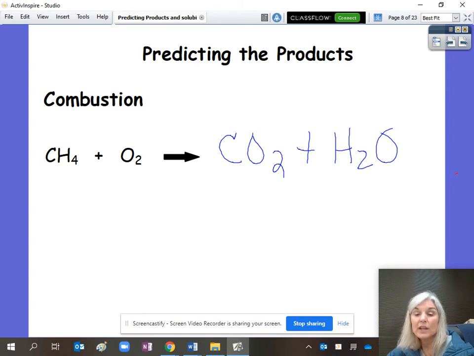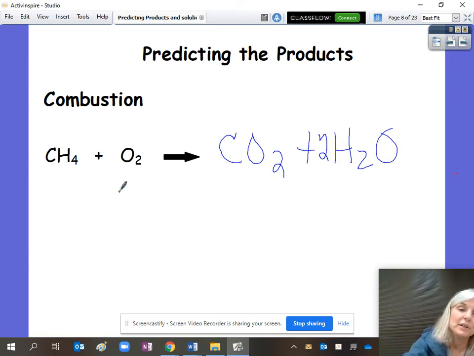So then your next step would be to balance this equation. So we have 4 hydrogens here, but only 2 here. So I'm going to put a 2 there to make 4 hydrogens. I have 2 oxygens here plus 2 here. So that's a total of 4 on the right. And so I need to put a 2 there. So that's your balanced equation.